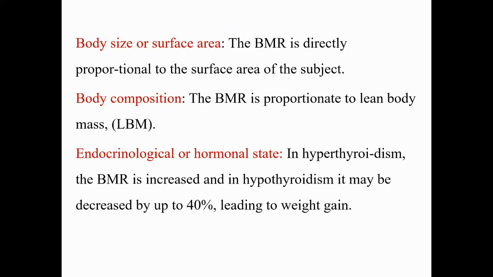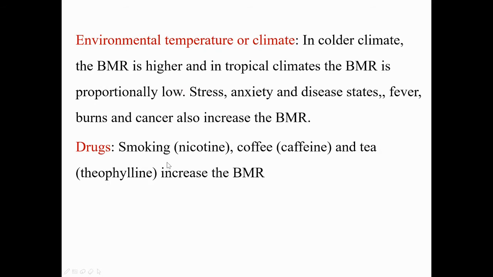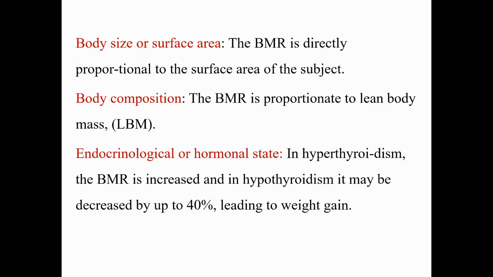Okay, and the next one is body size or surface area. We had already seen the metabolism in previous points, so how BMR is affected by that metabolism is the case here. The BMR is directly proportional to the surface area of the subject. And the fourth point is body composition. The BMR is proportionate to lean body mass, which is LBM. Make a note of it. Clear?